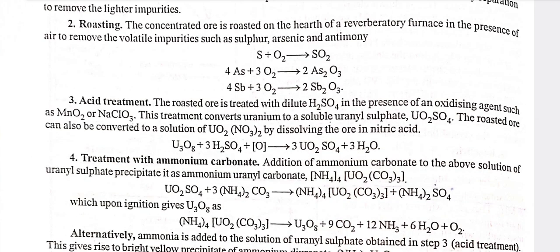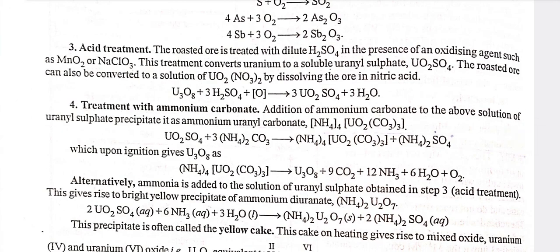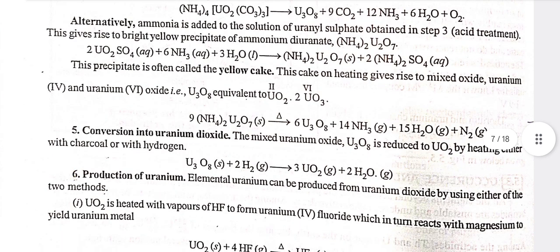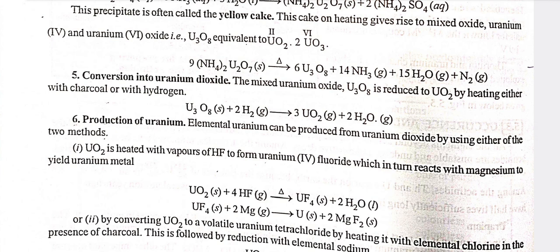Acid treatment. The roasted ore is treated with dilute H2SO4 in the presence of an oxidizing agent such as MnO2 or NaClO3. This treatment converts uranium to a soluble uranyl sulfate, UO2SO4. The roasted ore can also be converted to a solution of UO2(NO3)2 by dissolving the ore in nitric acid. Treatment with ammonium carbonate. Addition of ammonium carbonate to the above solution precipitates uranyl sulfate as ammonium uranyl carbonate. Conversion of uranium to uranium dioxide. The mixed uranium oxide U3O8 is reduced to UO2 by heating either with charcoal or with hydrogen: U3O8 + 2H2 gives 3UO2 + 2H2O.